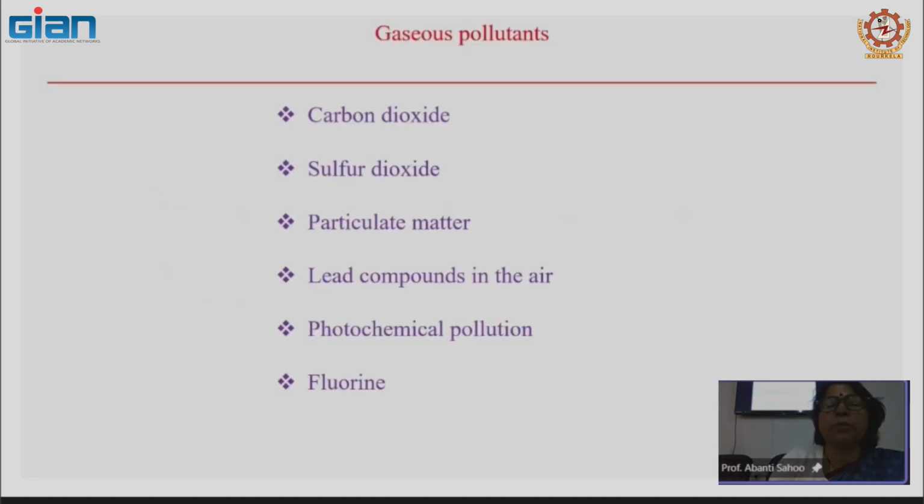The gaseous pollutants which are affecting our health include carbon dioxide, sulfur dioxide, particulate matter, lead compounds in the air, photochemical pollutants, and fluorides, etc. These are also present in the air, and we can reduce these by carrying out the reactions in a fluidized bed reactor.